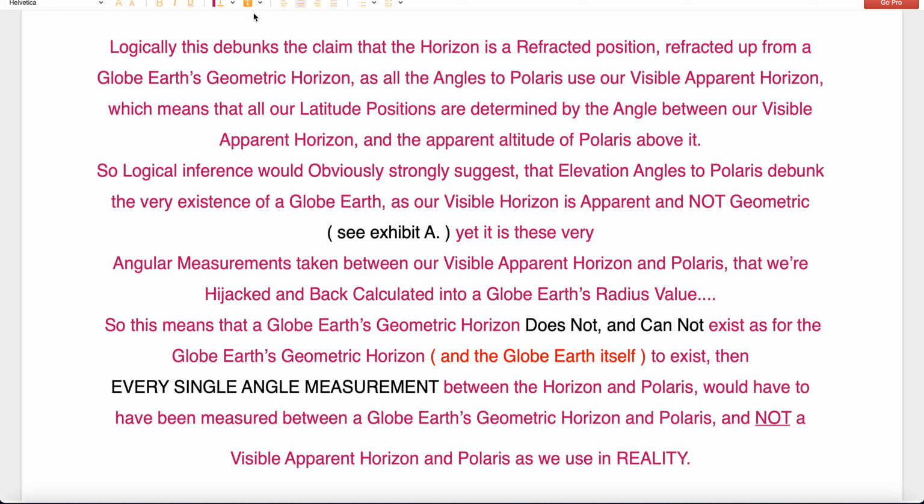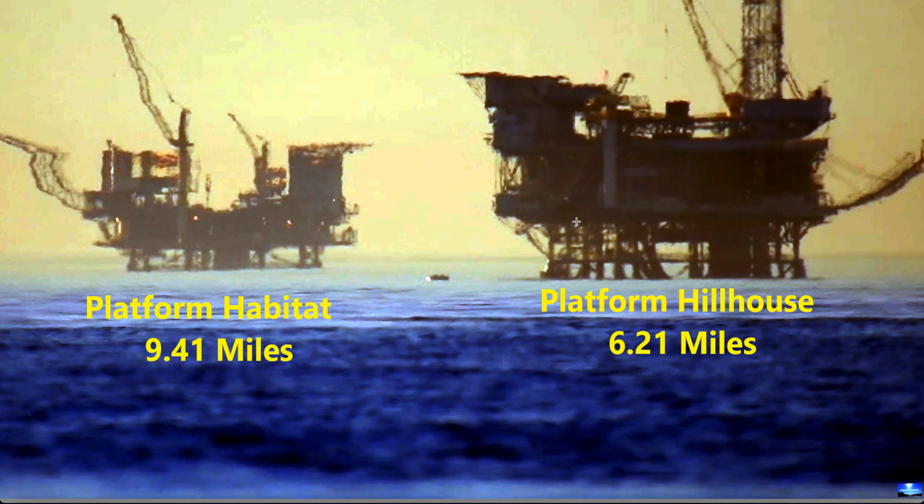This is why. Logically, this debunks the claim that the horizon is a refracted position, refracted up from a globe Earth's geometric horizon, as all the angles to Polaris use our visible apparent horizon, which means that all our latitude positions are determined by the angle between our visible apparent horizon and the apparent altitude of Polaris above it. So logical inference would strongly suggest that elevation angles to Polaris debunk the very existence of a globe Earth, as our visible horizon is apparent and not geometric. See Exhibit A. It's not a geometric location, it's an apparent location.